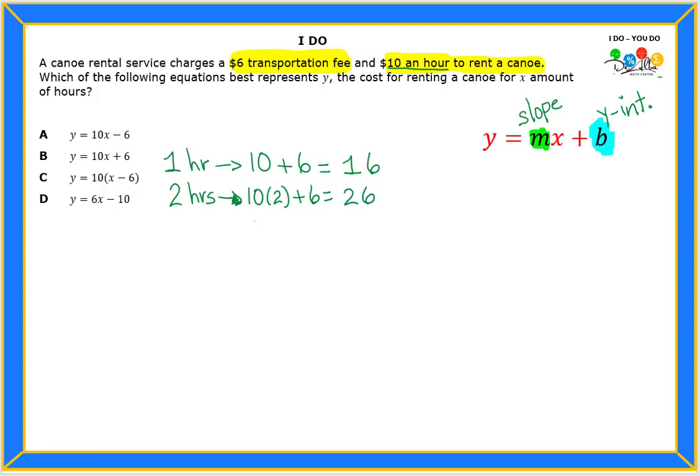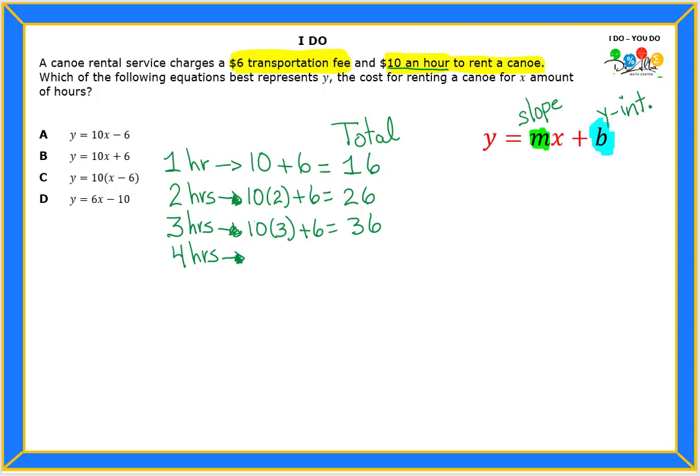Very good. Okay, but now somebody else comes and they say, well, I actually want to rent it for 3 hours. So what do I do? 3 hours, let me think. 10 for 1 hour, 10 for another hour, and 10 more for another hour. So that makes $30, right? Plus the $6 for the transportation. So how can I represent that? 10 times 3. Because 10 times 3, it's 30. Plus the 6, $36. So this is the total that you pay. Is that right? Okay. So what about if it was 4 hours?